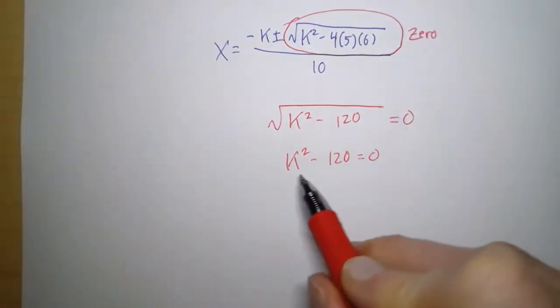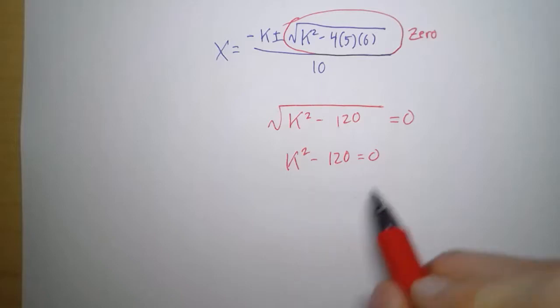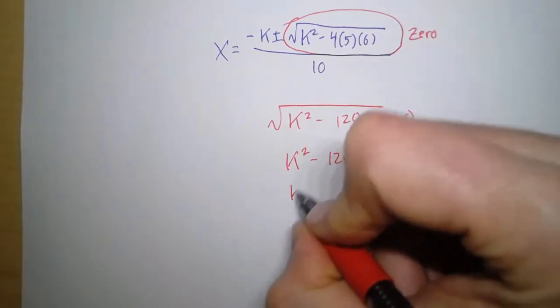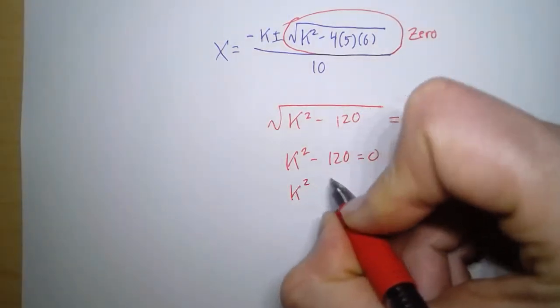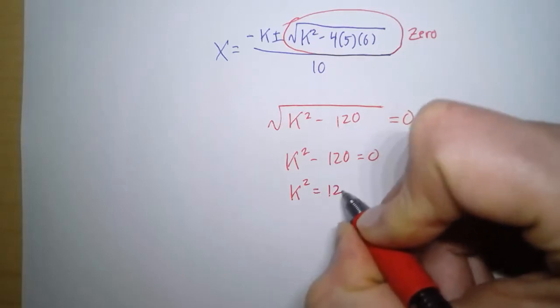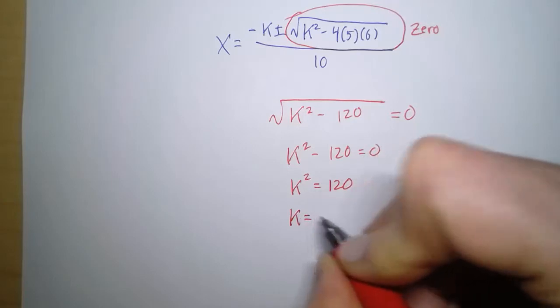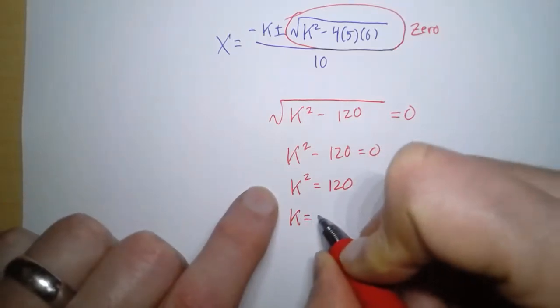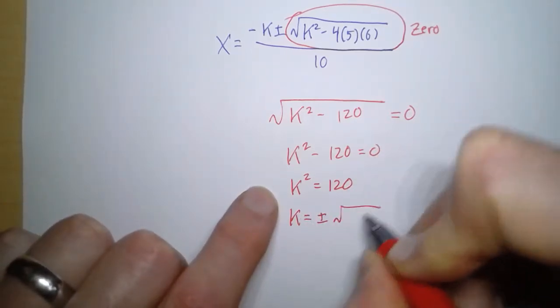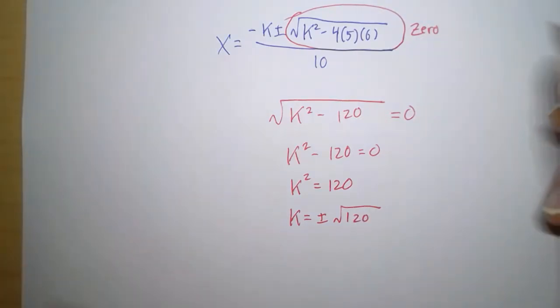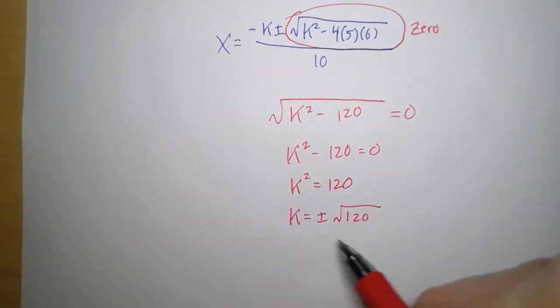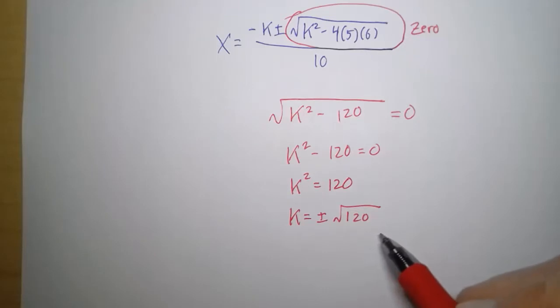All right, so if I want to get k by itself, I'm going to move the 120 over to the other side by adding it. And then I take the square root. Now, if k squared is 120, then this could be plus or minus square root of 120. Now, this is not simplified form according to the contest manual.